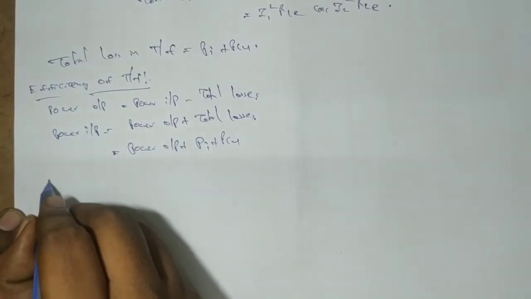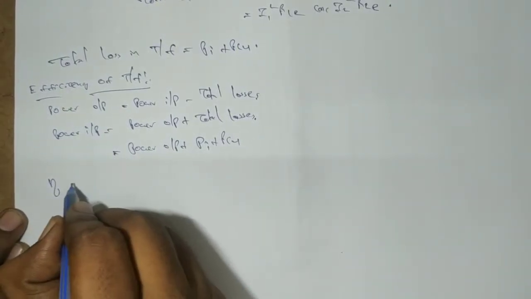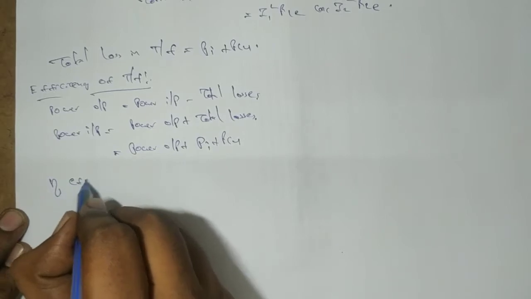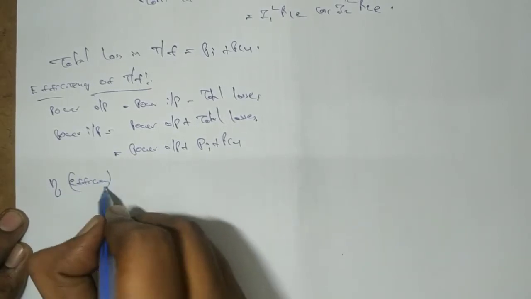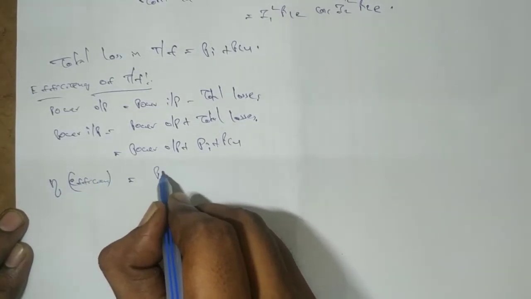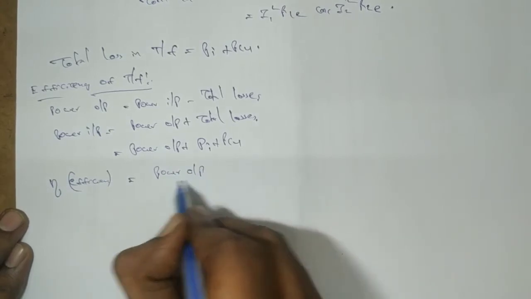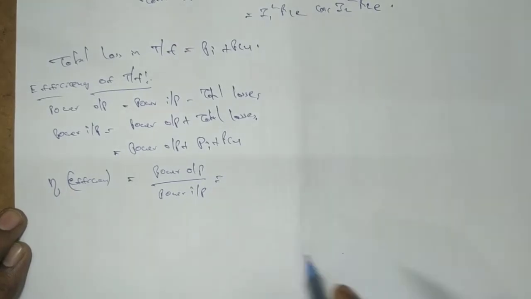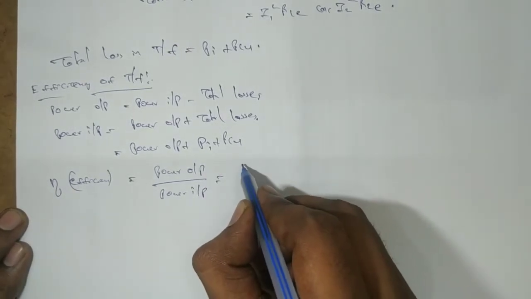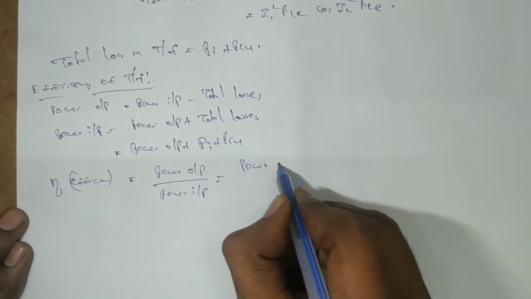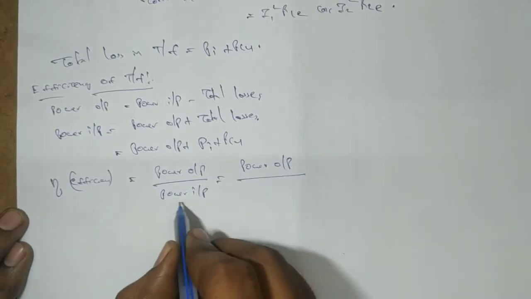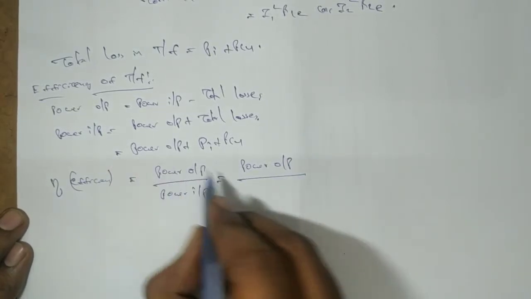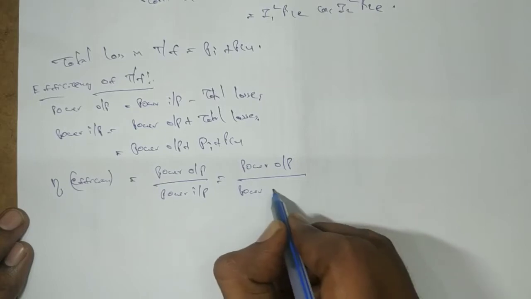And next, the actual definition for efficiency, represented by eta, is power output by power input. We can write power input in terms of power output, that is, power output plus losses. So power output by power output plus losses, meaning Pi plus PCU.